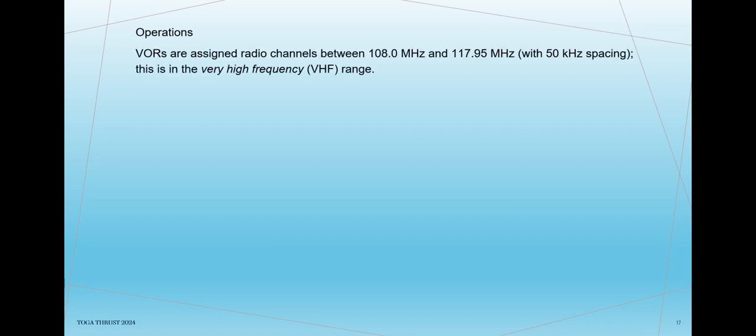Operations. VOR are assigned radio channels between 108.0 MHz and 117.95 MHz, with 50 kHz spacing. This is in the very high frequency, VHF, range. The first 4 MHz is shared with the instrument landing system, ILS, band.